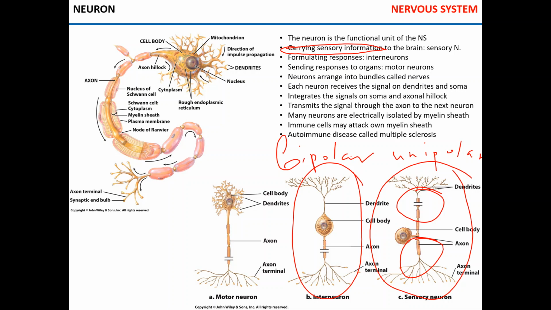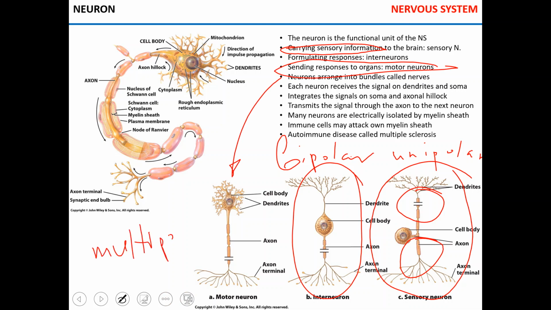And then motor neurons that send responses to the organs are also called multipolar. Multiple dendrites and a single axon. A motor neuron obviously transmits the motor responses to the effectors, and contains multiple dendrites and a single axon.